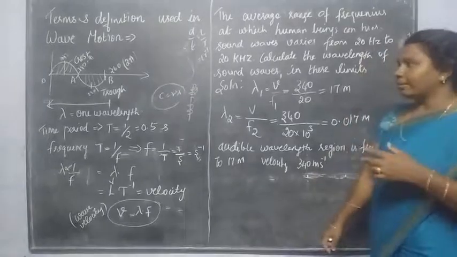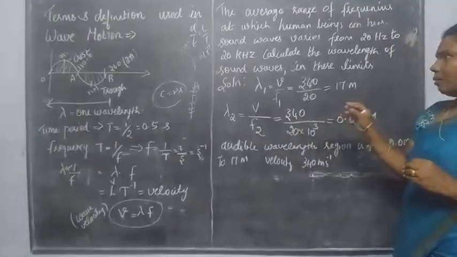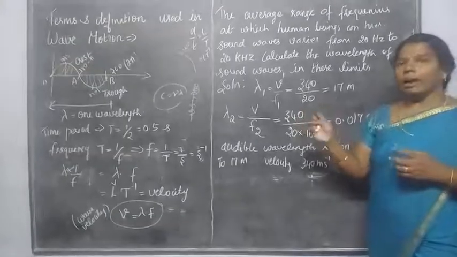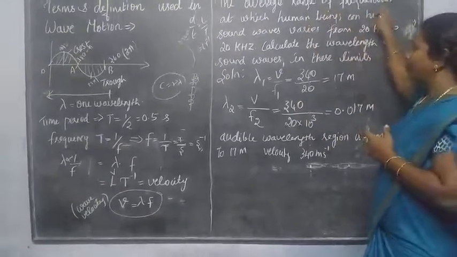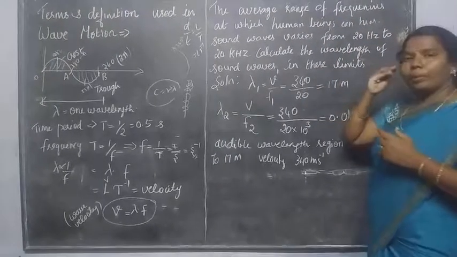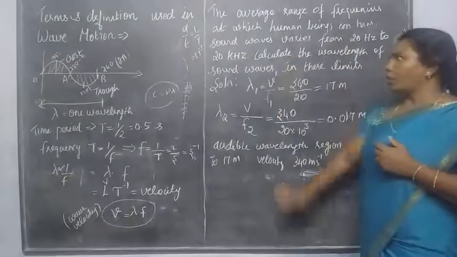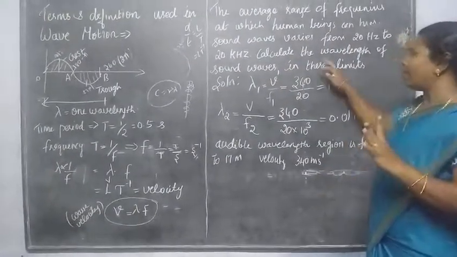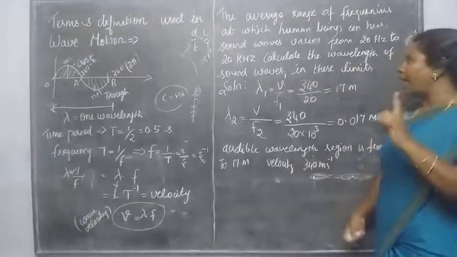Okay. Next, this is the relationship. According to the wavelength, I am giving you one small example sum. This will be asked for your 1 mark. See here, the average range of frequency at which human beings can hear sound waves: human beings can hear sound waves which vary from 20 Hz to 20 kilohertz. From that you have to calculate the wavelength of sound waves. So they are asking for lambda.